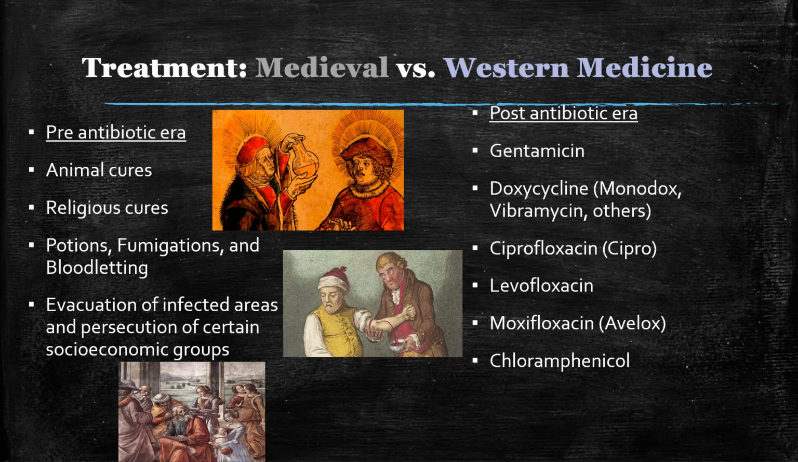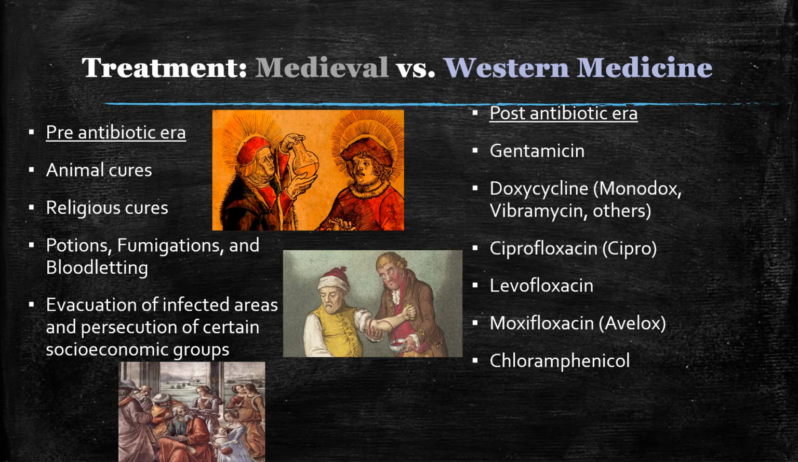There were religious cures such as prayer, there were potions, fumigations, and bloodletting. And bloodletting was very notable as doctors back then would make an incision into the patient's arm and drain blood that they felt was infectious. Through this process, they felt that the infectious blood was being drained out, therefore minimizing the infection in the bloodstream and therefore curing the patient.